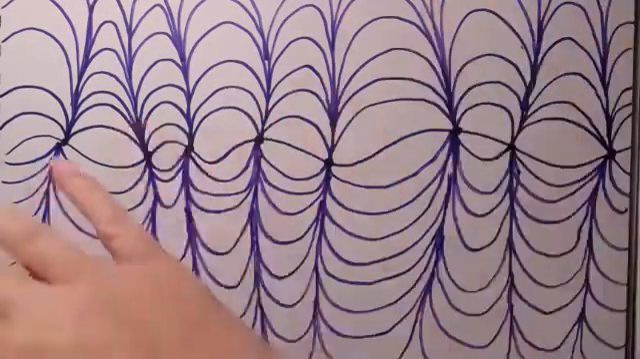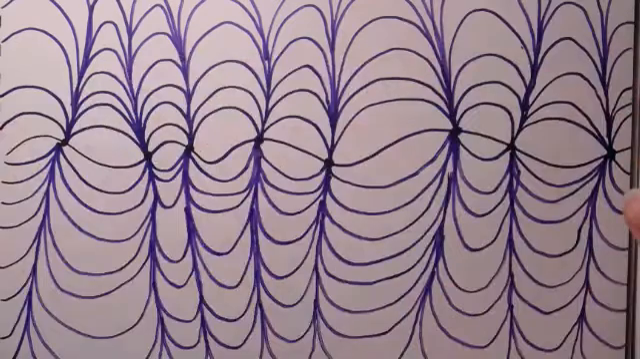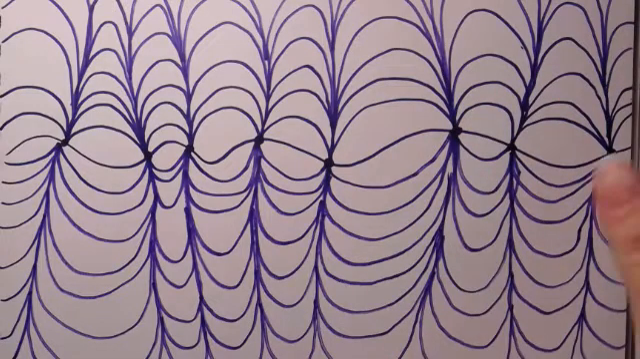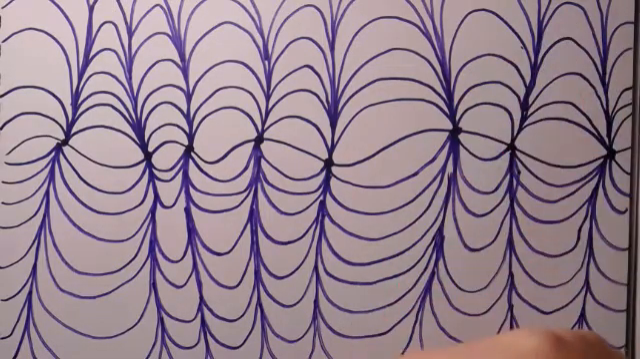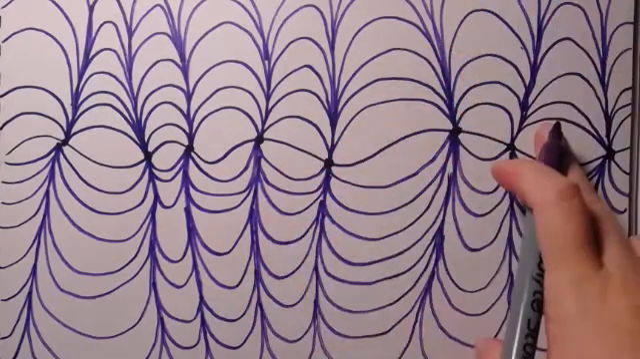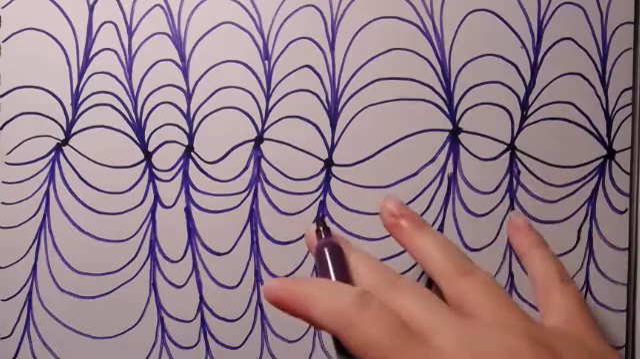All right, so now I have my whole page filled in with this design. And if you look at it long enough, what happens with your eyes is these lines should look a little bit like they're wiggling. That's the effect of this particular optical illusion. So now you can either leave this blank or you can start coloring it in.